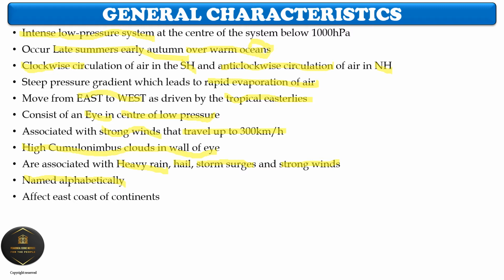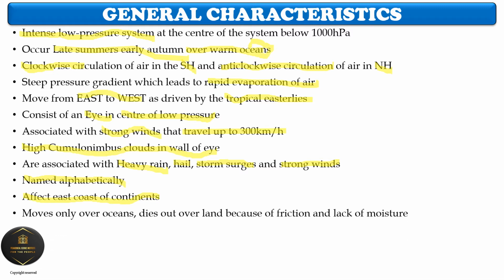They affect the east coast of continents. So why do they affect the east coast? Simply because they move from the eastern side to the western side, so they are going to affect the east coast, and they don't necessarily get to the western side because they dissipate or decay before they could reach that side, because remember, they need to be in warm oceans to form. So they move only over oceans, and what happens when they get to land? They die out.